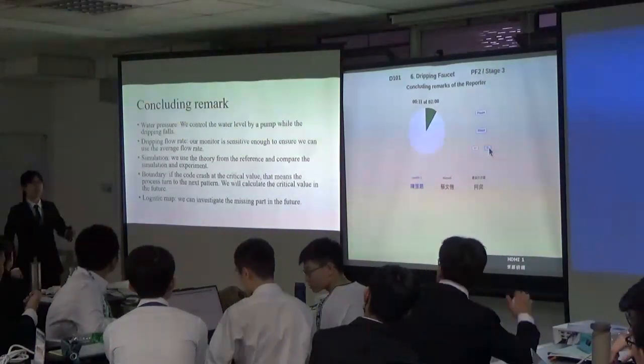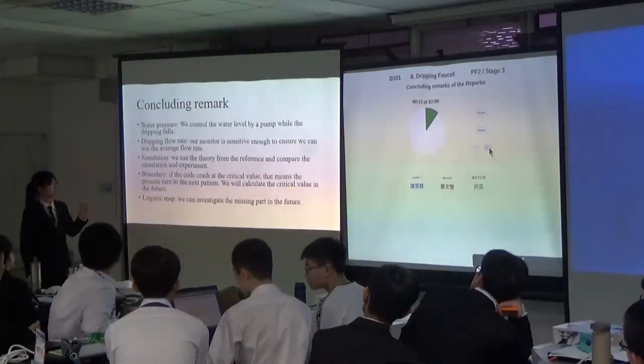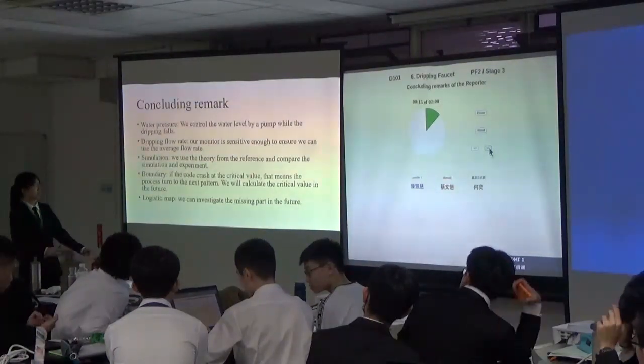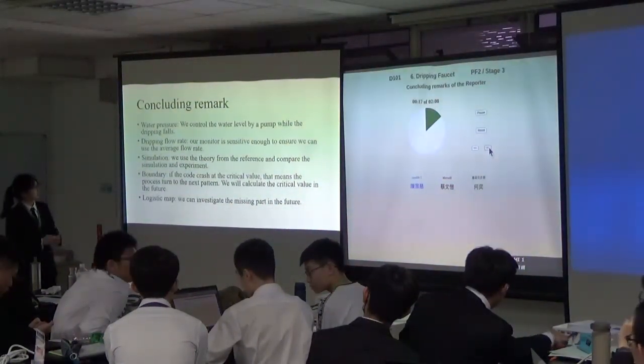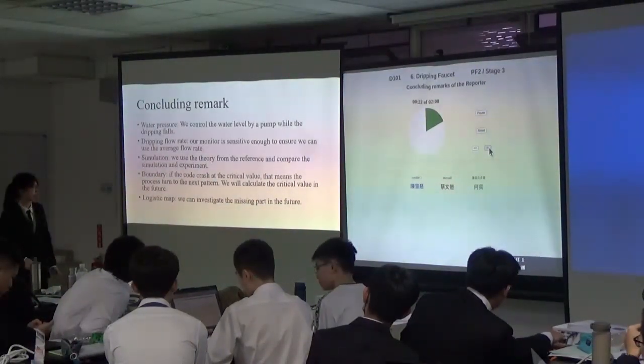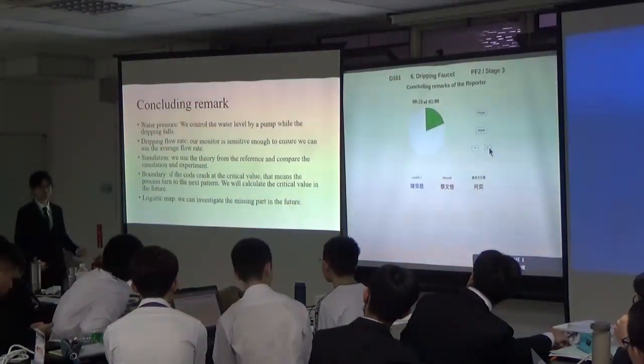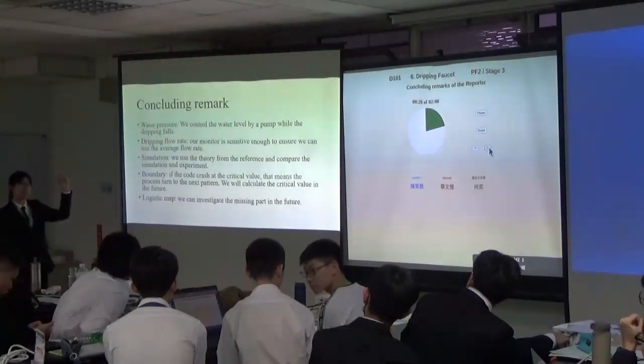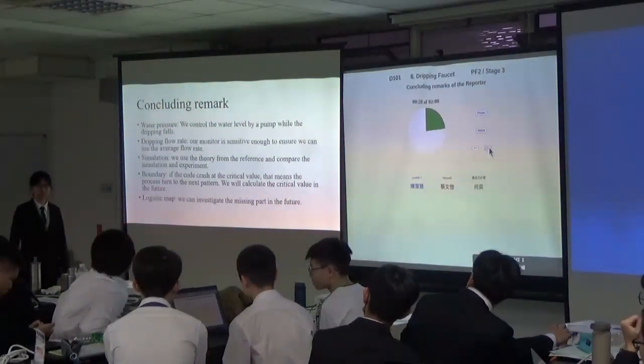So the opponent asked about the water pressure, and we said we control the water level by a pump while the dripping falls. And he also asked about the dripping flow rate. So we say our monitor is sensitive enough to ensure we can use the average flow rate. And also we can control our environmental conditions.